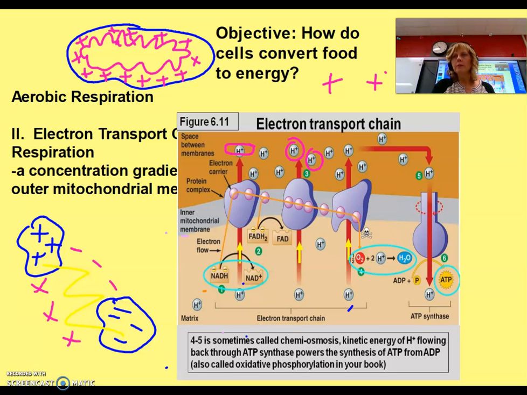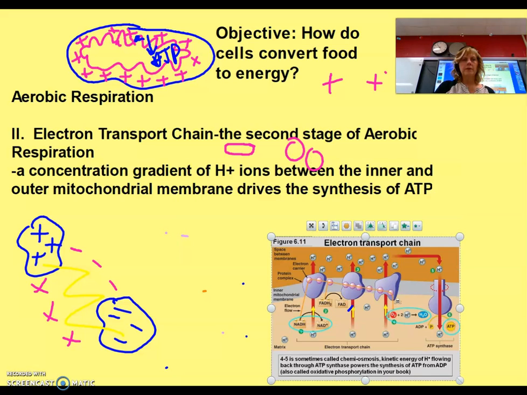Let me pick a different color here. And in that process, there's actually an enzyme in here that is going to use that positive charge to produce some ATP, from an enzyme that is embedded in this inner membrane. So this is the ATP. This is like a battery. There's positive charges here, not as many positive charges here. It acts like a battery to produce a whole bunch of ATP. In a nutshell, the electron transport chain is that second stage of anaerobic respiration, or the third stage of cellular respiration, and that concentration gradient of hydrogen ions drives the synthesis of ATP.